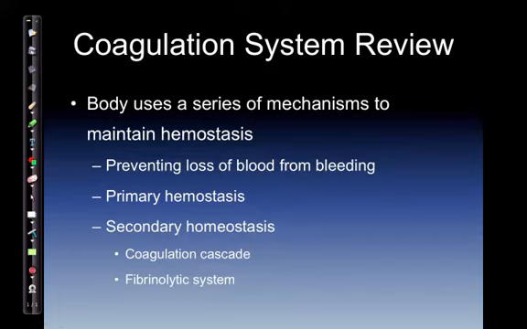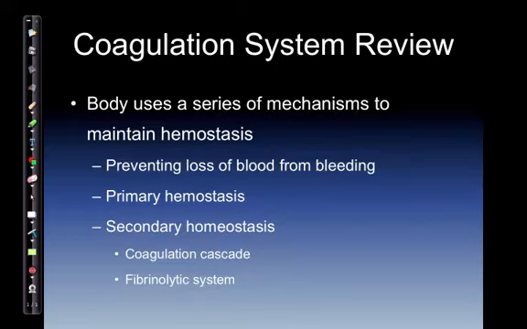Coagulation system review. The body uses a mechanism to maintain hemostasis, preventing blood loss from bleeding. Primary hemostasis depends on the interaction between the innermost layer of cell lining and the blood vessel and the circulating platelets in the blood. So these three have to communicate normally.